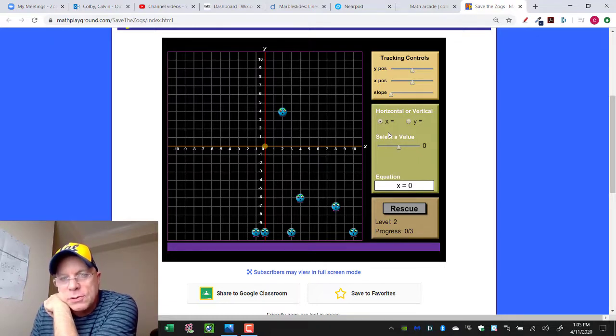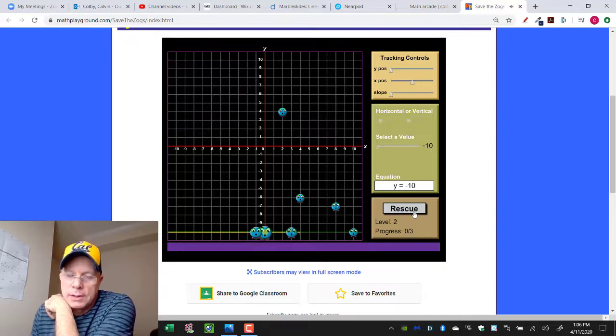Okay, so here on level 2, I'm trying to figure out the equation of the line rather than having a multiple choice. I'm moving my line down to here because I see my 4 Zogs down there. My horizontal line has a slope of 0, but the y-intercept is -10. So this looks to me like y equals -10. Y equals, because it's a horizontal line, and then I choose the value here, -10, and then rescue.